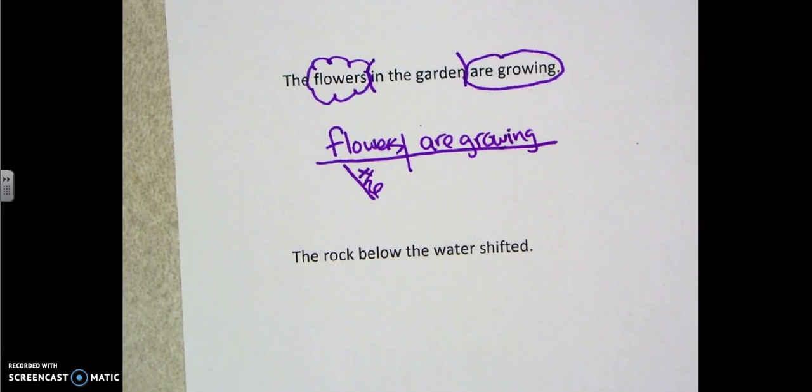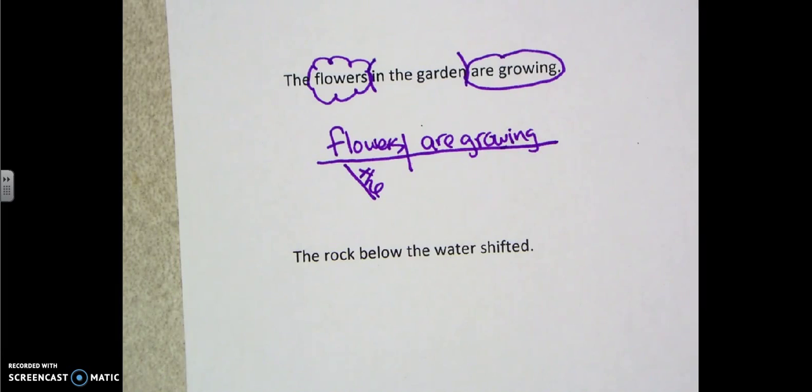And now we have to figure out, in the garden, is that describing flowers, or is that describing where they're growing? So look at the sentence, the flowers in the garden are growing. It looks like what it's doing here is describing the flowers. Which flowers are they? They're the flowers in the garden. Alright, so we're going to put this as an adjectival phrase, which means it's going to go underneath our simple subject as we diagram it.